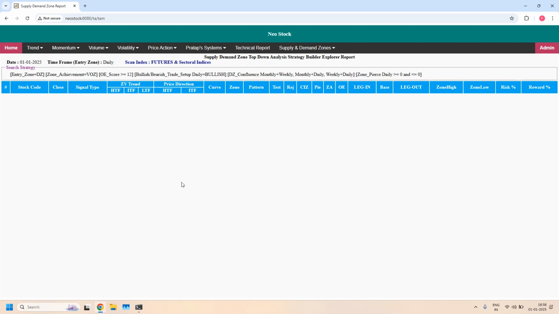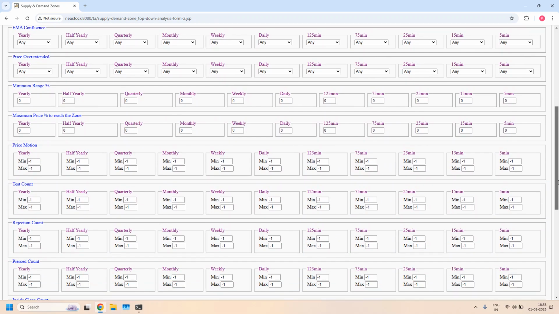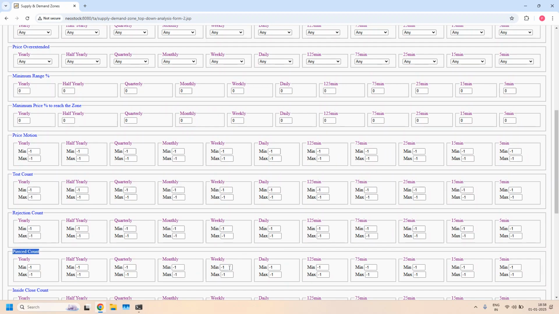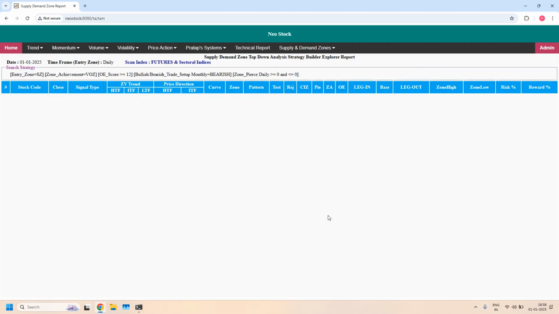monthly income trade. Next, bearish trade setup, monthly income trade, entry time frame daily, entry zone, supply zone. In bullish or bearish trade setup at monthly time frame, I am selecting bearish. This daily supply zone should not be pierced. So at pierced count, at a daily time frame, I am setting minimum value 0, maximum value 0. Zone achievement, violated opposing zone, minimum odd enhancer score 12. All 3 filters are applied to daily supply zone. Let's verify. So currently there are no stocks supporting bearish trade setup for a monthly income trade.